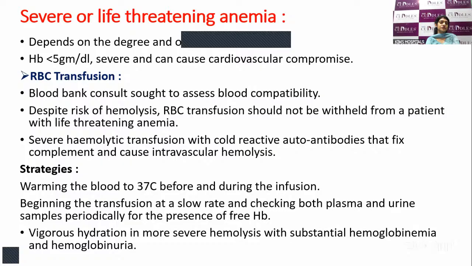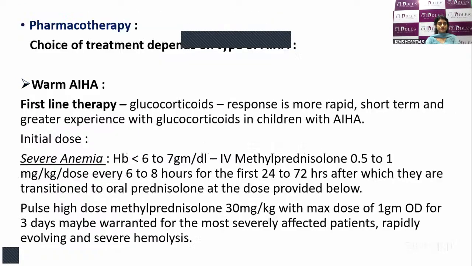In severe hemolytic transfusion reactions with cold reactive autoantibodies, they fix complement and can cause intravascular hemolysis. So strategies include first warming the blood to 37 degrees centigrade before and during the infusion, beginning the transfusion at a slow rate, and checking both plasma and urine samples periodically for the presence of free hemoglobin. And then vigorous hydration in more severe hemolysis with substantial hemoglobinemia and hemoglobinuria.